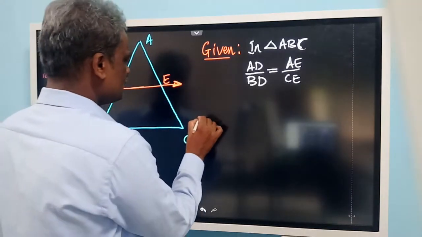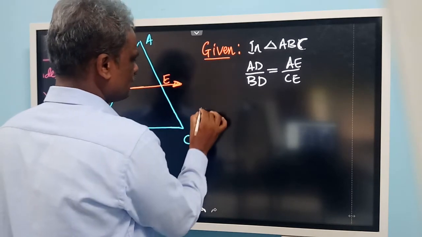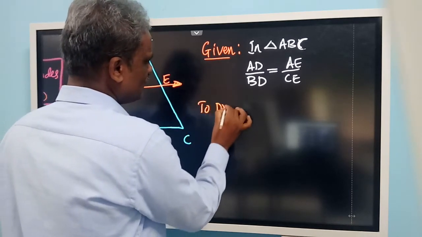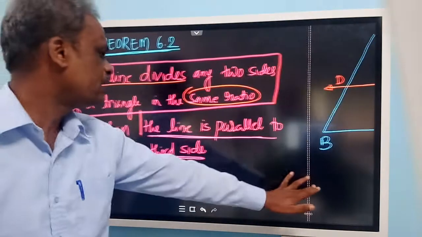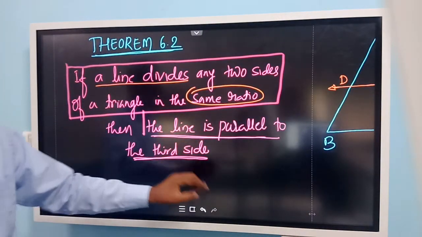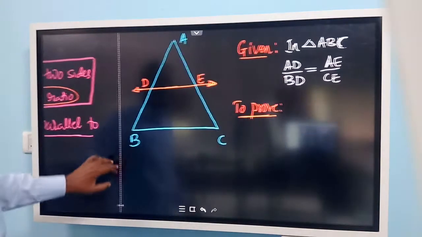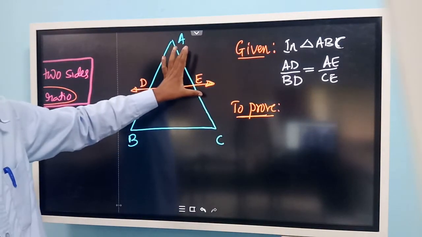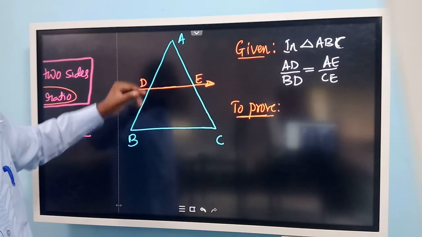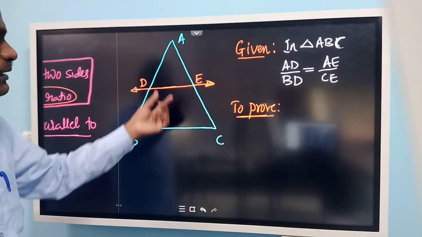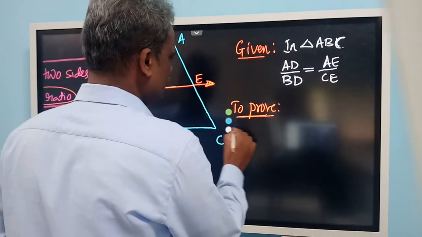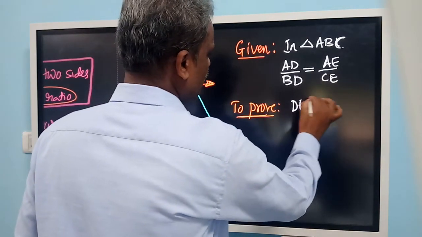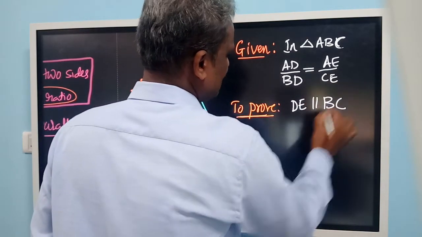Now, the second part to prove. What do we need to prove here? That is the second part of this statement: the line is parallel to the third side. Which is the third side? Already we have taken two sides. What is the side which is left out? That is BC. That means DE is parallel to BC. We need to prove that DE is parallel to BC.